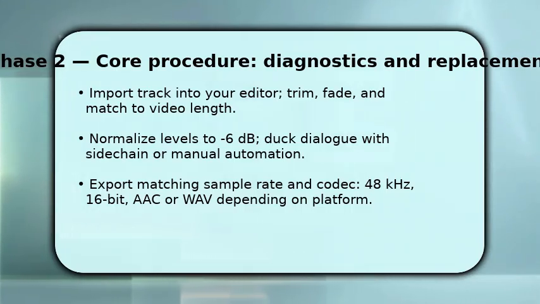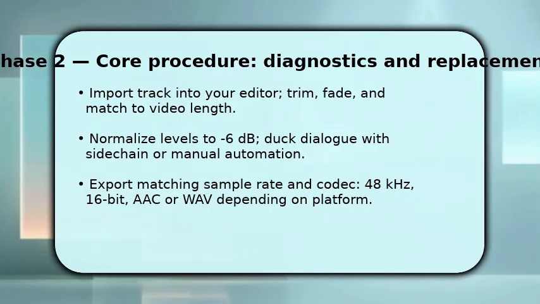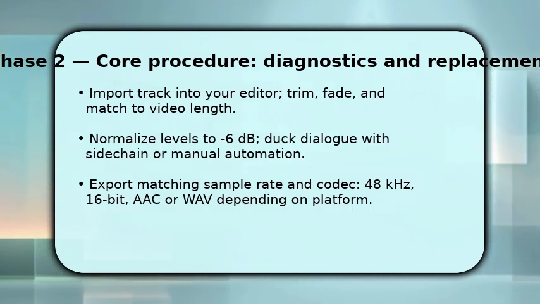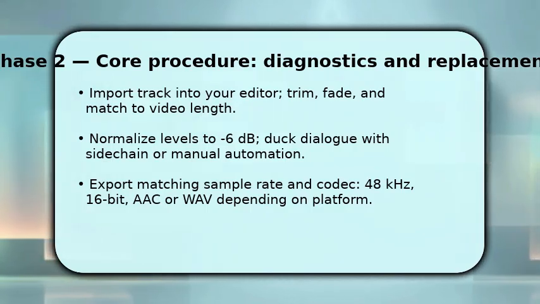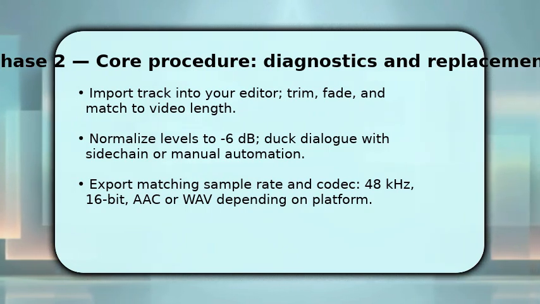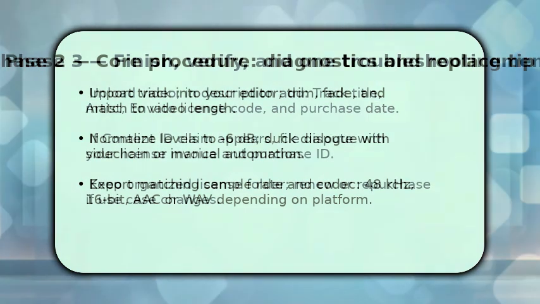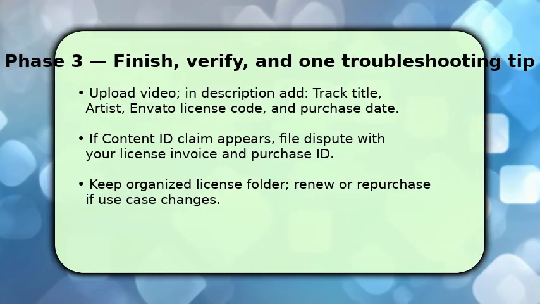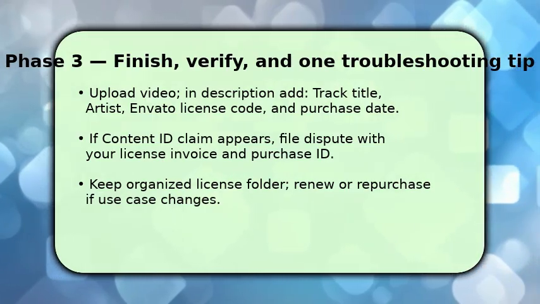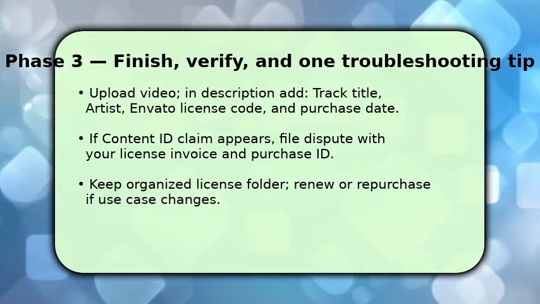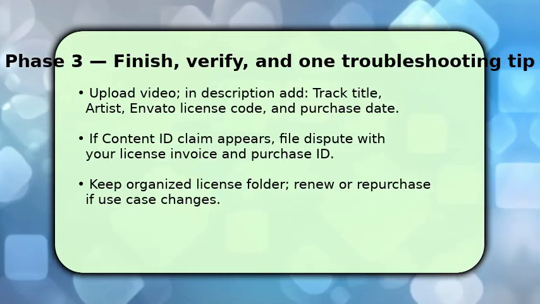Once aligned, normalize to a safe ceiling like -6 dB and duck under dialogue using sidechain or manual automation so speech stays clear. Then export with correct specs, 48K HZ for video, lossless WAV if you plan final mastering, otherwise high bitrate AAC. Finally, upload to YouTube and add clear attribution in the description, track title, artist name, Envato license code, and purchase date. This speeds dispute resolution.